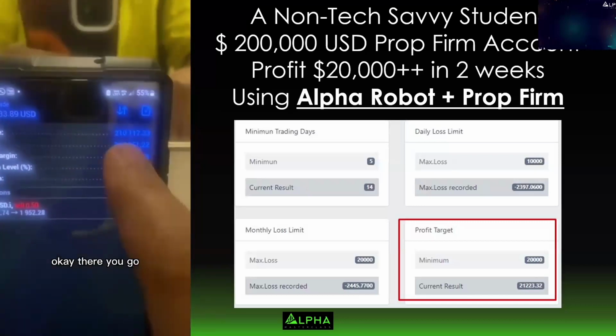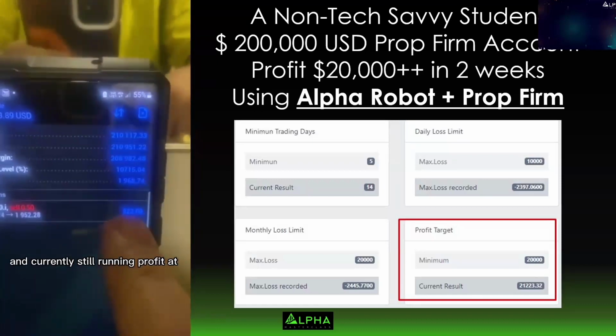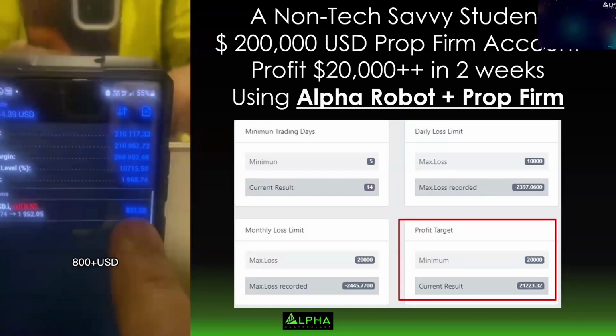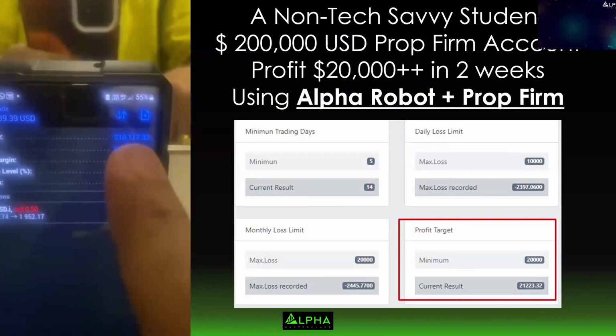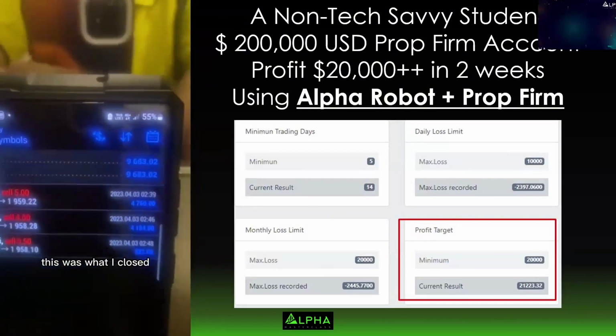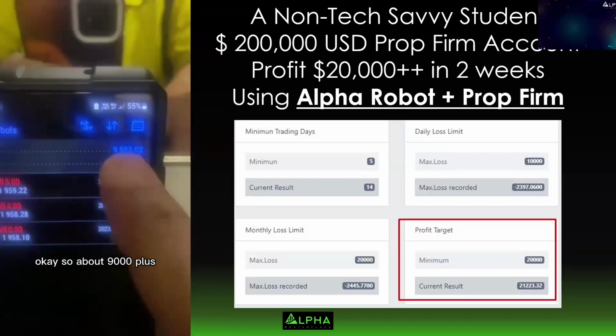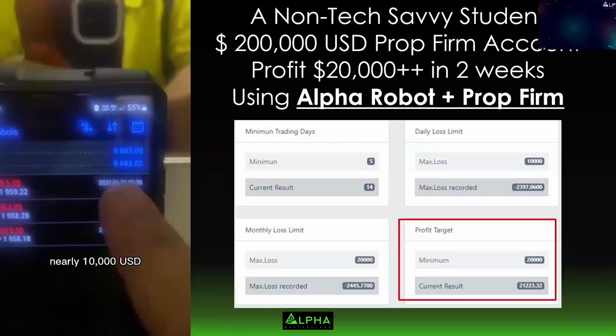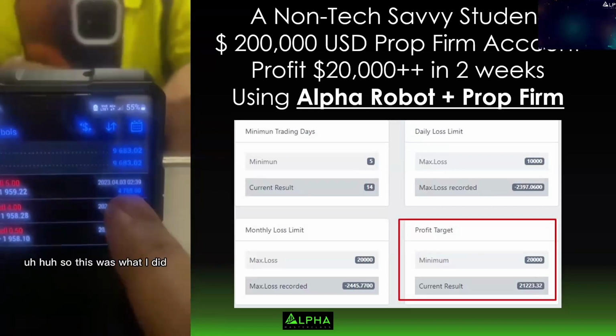Okay, there you go. So I made 10,000 USD and am currently still running a profit of 100 plus because I closed some lots. I did the entry on Friday. This was what I closed. About 9,000 plus, nearly 10,000 lah. So this was what I entered.